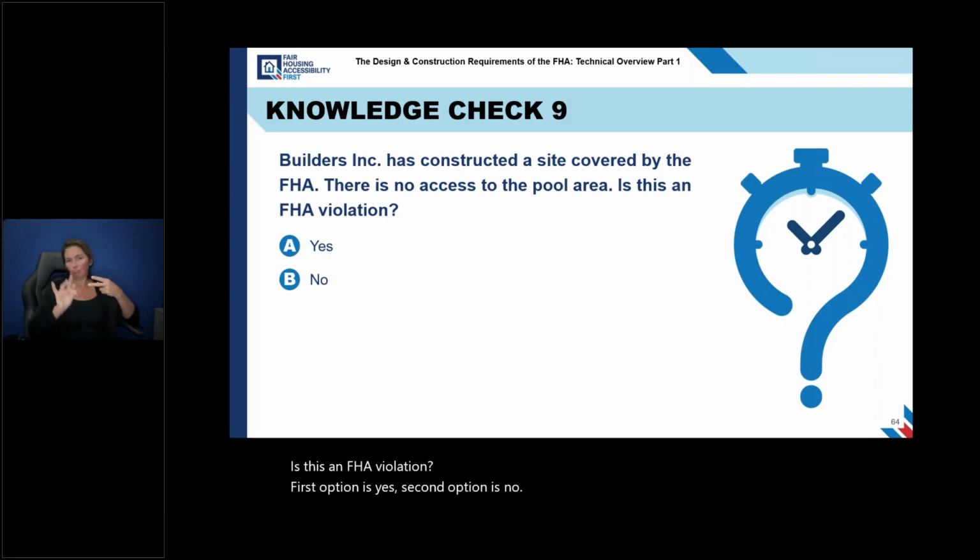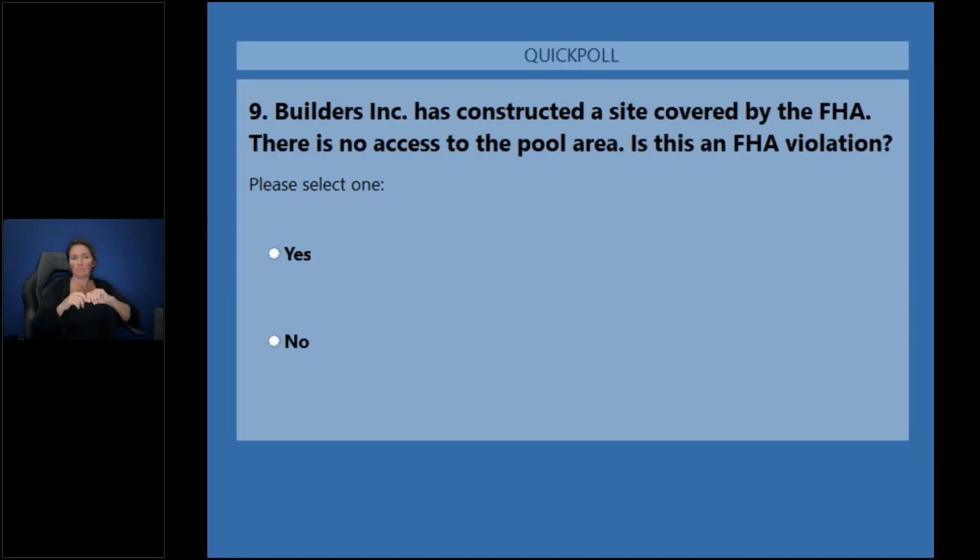So go ahead and launch this poll. And again, this reads, Builders Inc. has designed and constructed site amenities covered by the FHA. There is no accessible route to the pool area. Is this an FHA violation?